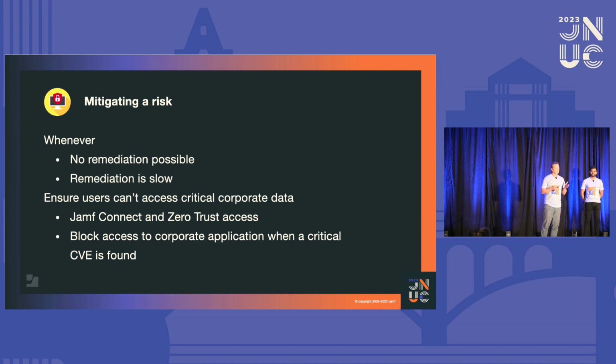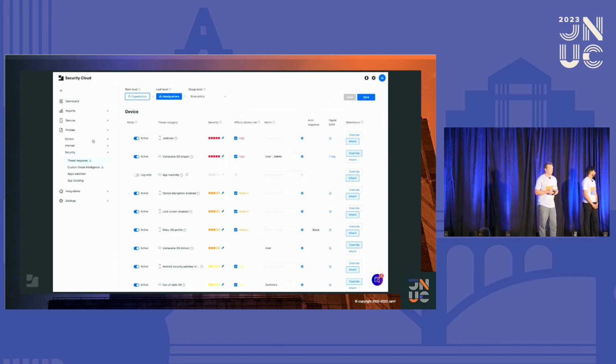Jamf Protect, Jamf Connect, and Zero Trust Access help in delivering this type of remediation strategy. The workflow can be fully automated or triggered manually whenever needed. There is a lot of flexibility in terms of configuration. So let's see how it can be done.